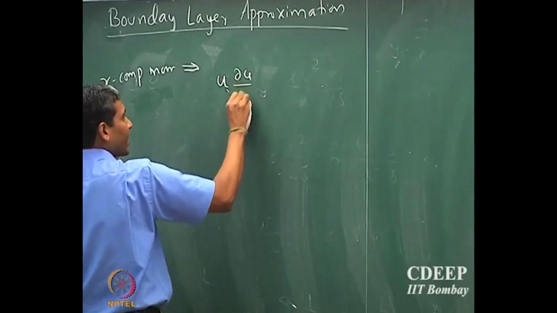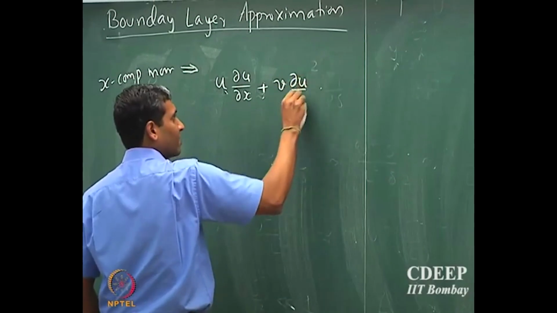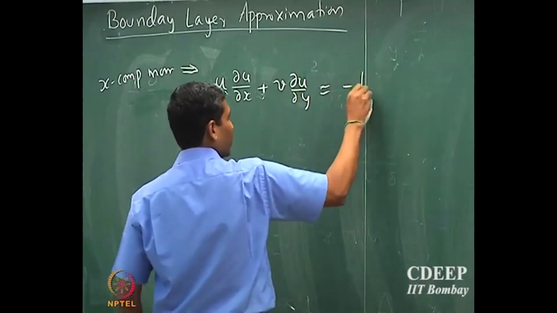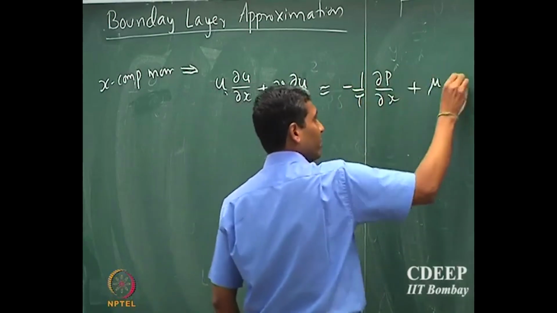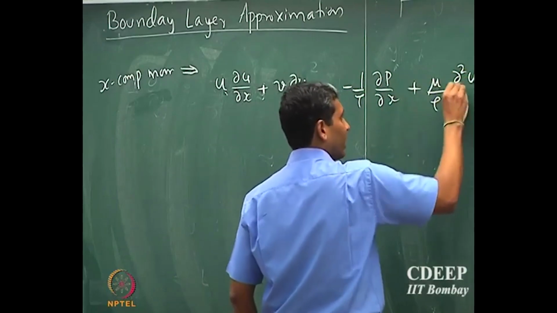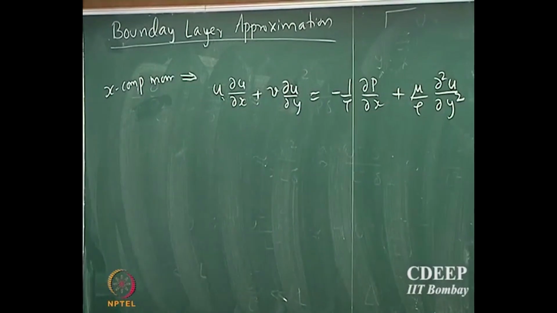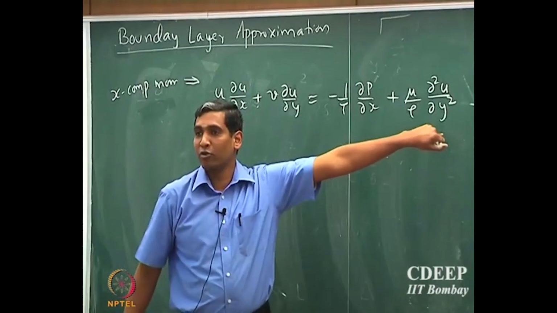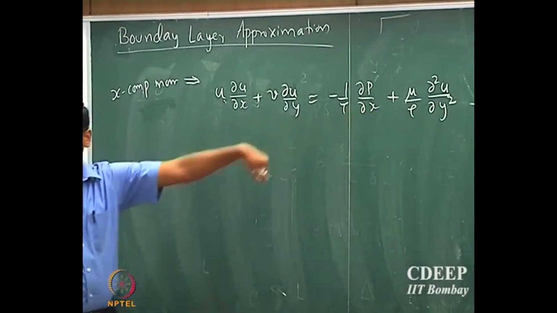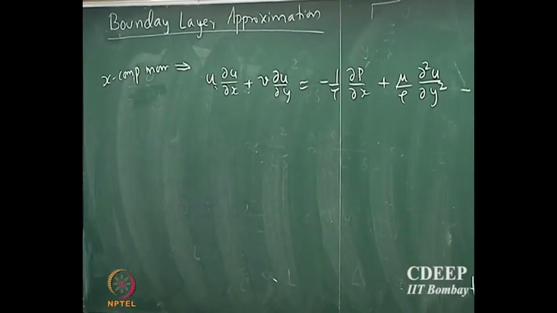u du by dx plus v du by dy, that is equal to minus 1 by rho dp by dx plus mu by rho d square u by dy square, okay. So you have to do exactly the same. The tough part is the y momentum balance. The x momentum balance is very easy to see why the second gradient should not be present here. You simply introduce the scaling variables, you will see that that order of magnitude is much smaller than all the other terms, so you ignore it, okay.